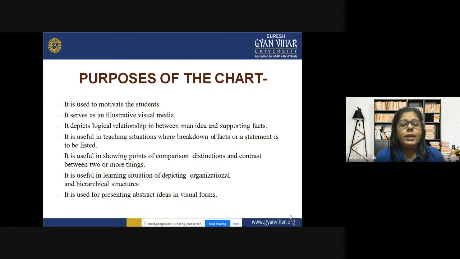It is useful in teaching situations where a breakdown of facts or a statement is to be listed. Charts are very useful to break difficult concepts into smaller facts, and a breakdown of facts or statements can be easily listed with the help of the chart. It is useful in showing points of comparison, meaning a chart can show comparison, distinctions, and contrast between two or many things. It is useful in depicting organizational and hierarchical structures. It is used for presenting abstract ideas in visual form.